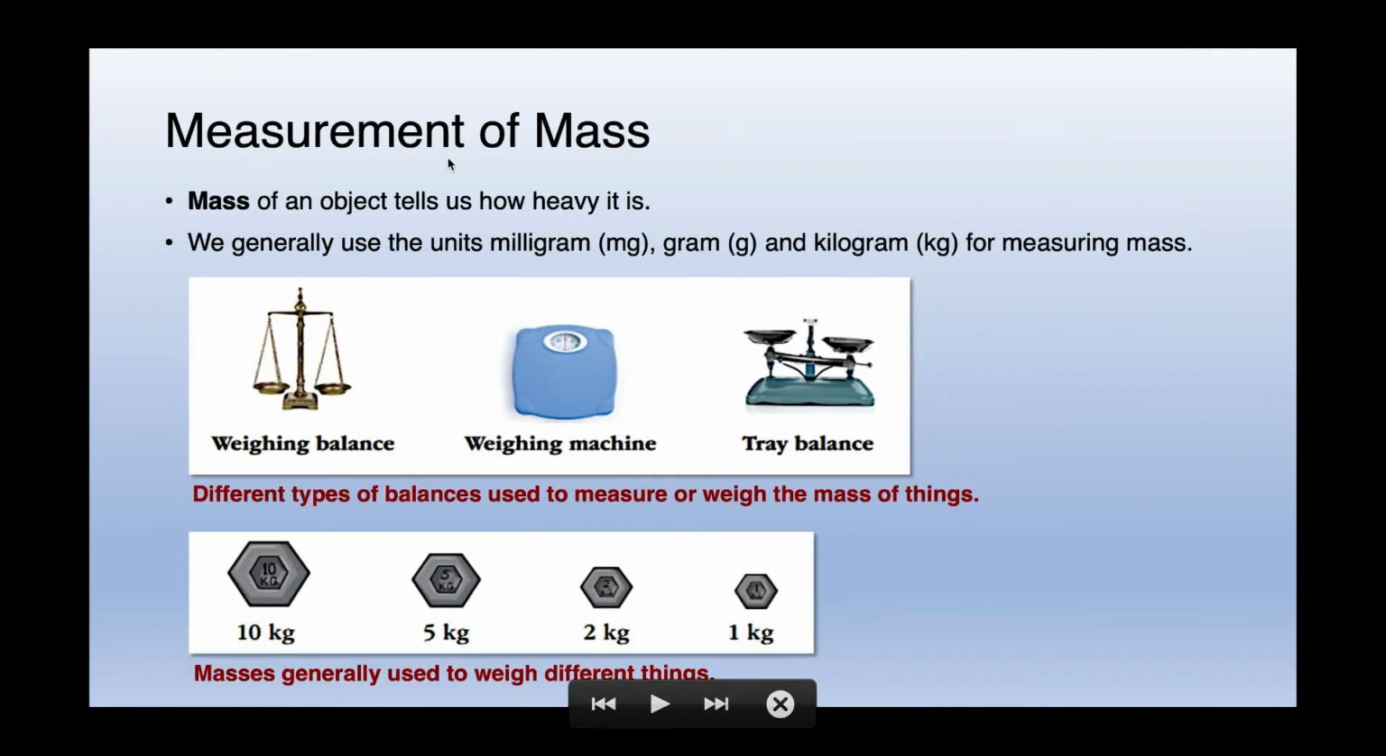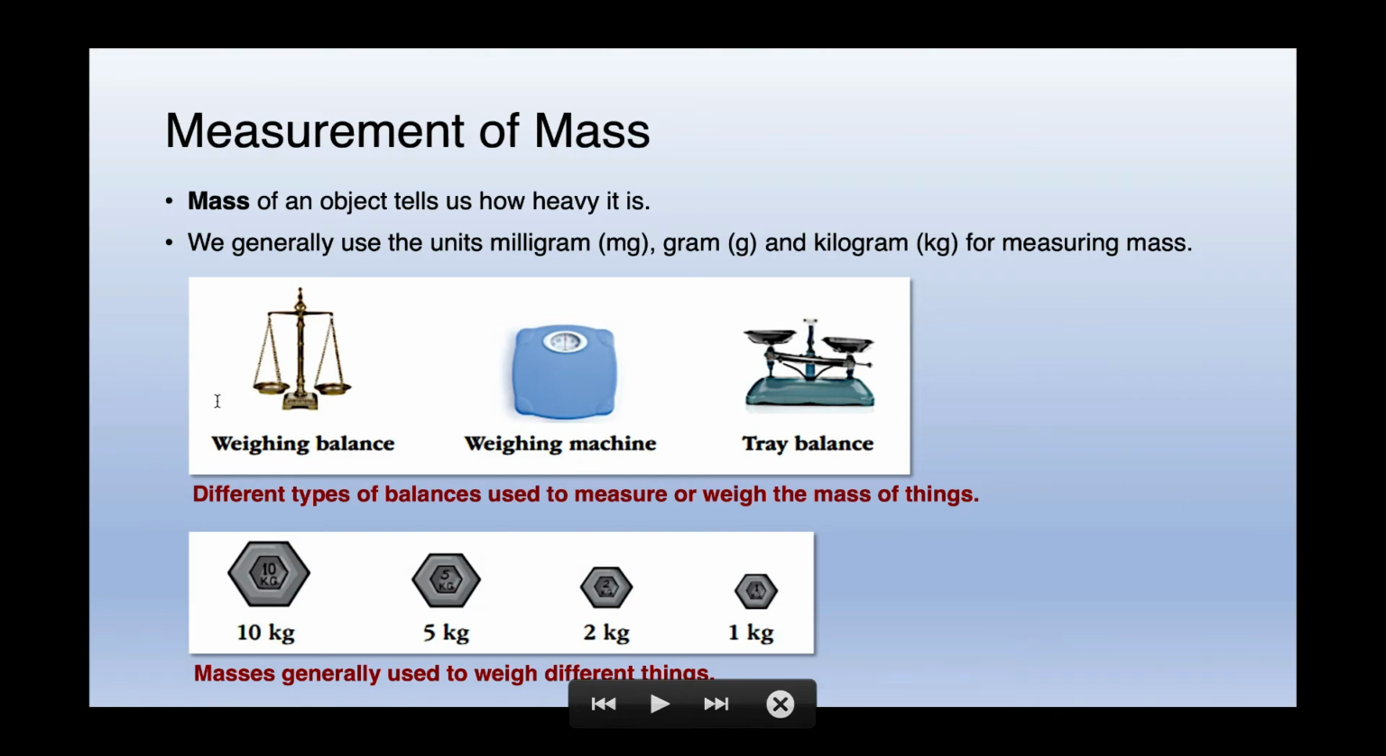Now, measurement of mass. Mass of an object tells us how heavy it is. Mass of an object is the amount of matter contained in an object. We generally use the units milligram, written in short as mg, gram, g, and kilogram, written as kg, for measuring mass. Over here in this picture, we have different types of balances used to measure or weigh the mass of things.